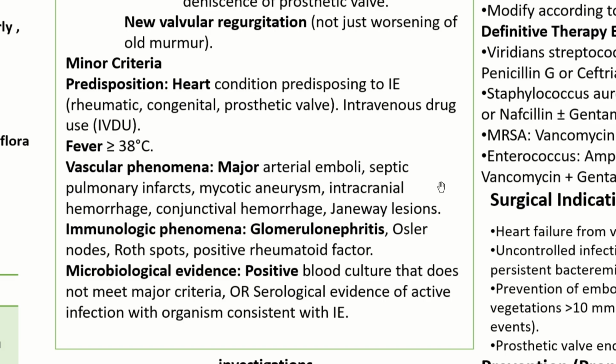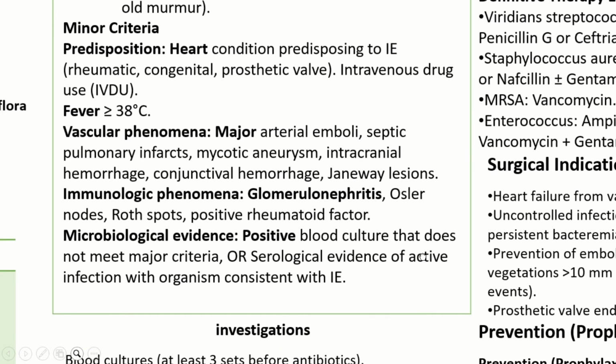Then you have microbiological evidence, where we have a positive blood culture, but the culture does not meet the major criteria. So for us to diagnose, you can have two major criteria, or one major plus 3 minor, or 5 minor. And that is a definitive diagnosis of infective endocarditis. And if we don't have that, we can't.